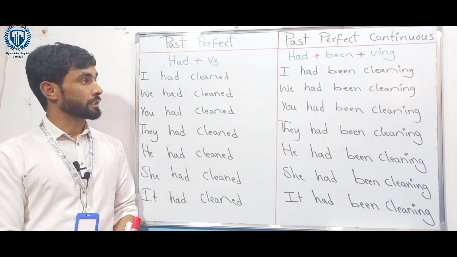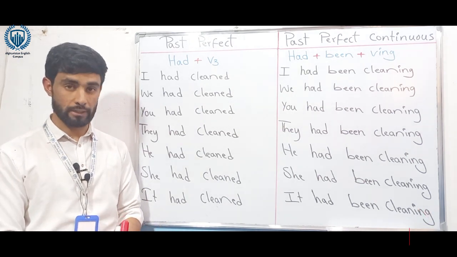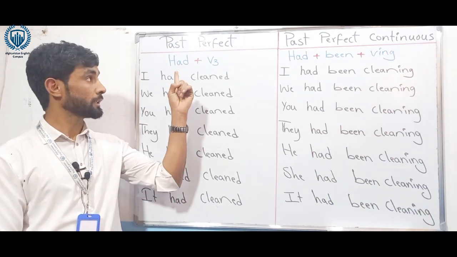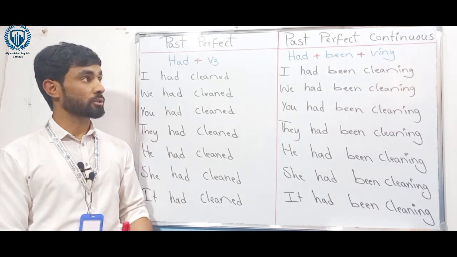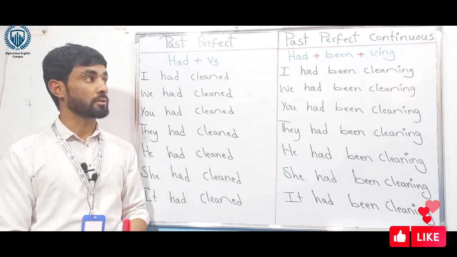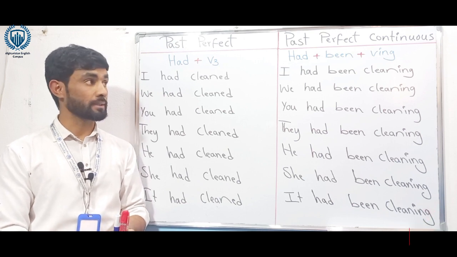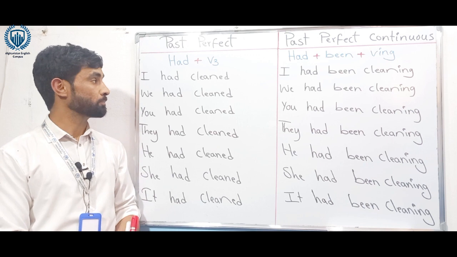Firstly, we have the structure and some examples of these two tenses. In the past perfect, we use the auxiliary verb had plus verb 3. In the structure of past perfect continuous, we use the auxiliary verb had plus been plus verb ing. Let's come to some examples.